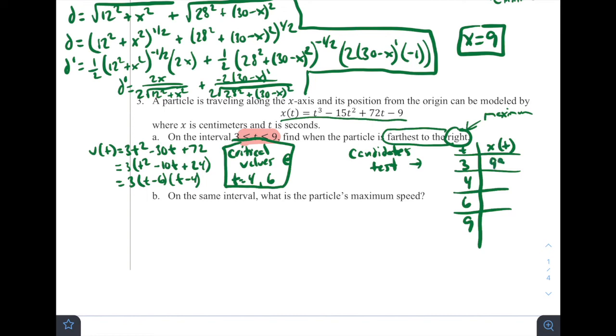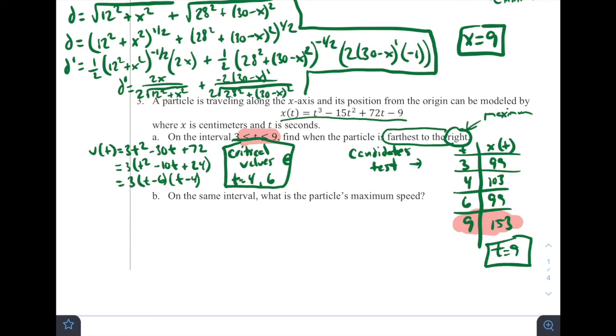We've got 99, we've got 103, we've got, looks like 99 and 153 here for this particular one. So it looks like the maximum value is occurring, maximum output is at 153 when t is equal to 9. So t equals 9 is that max. So it is furthest to the right at 9.